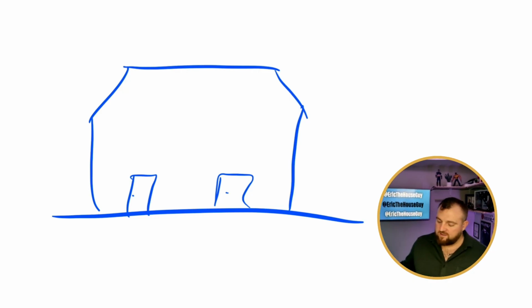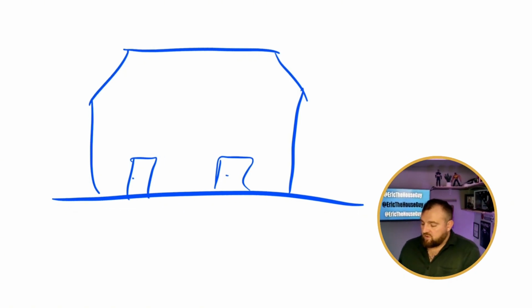Now the question is, is this duplex zoned commercial? Can you do or assume residential benefits? For instance, residential benefits would be on the mortgage side. We can go get a 30-year loan.